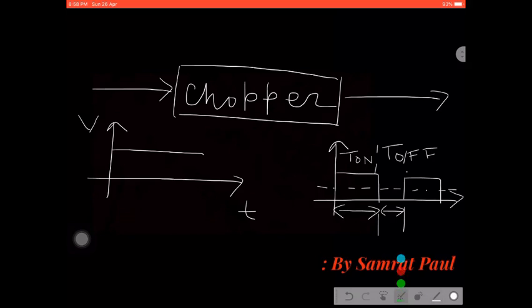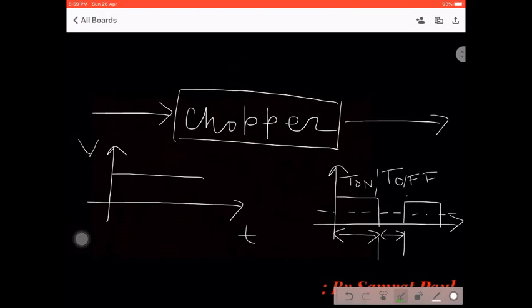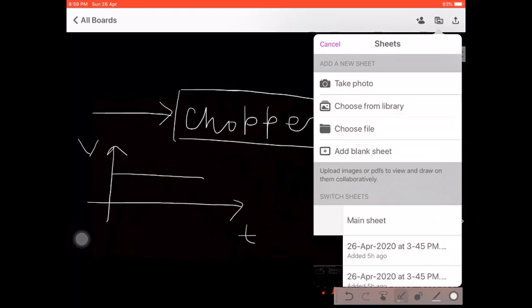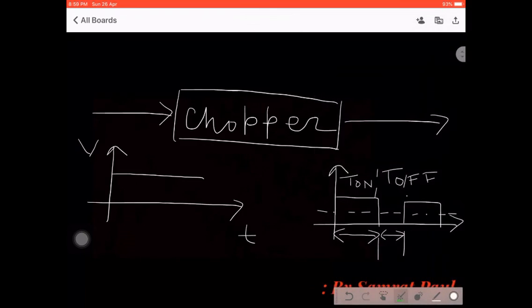That is why we can say that in a chopper, we are using fixed DC which is converted into variable DC. Okay. Now, choppers are of two types: step up chopper and step down chopper, just like a transformer.